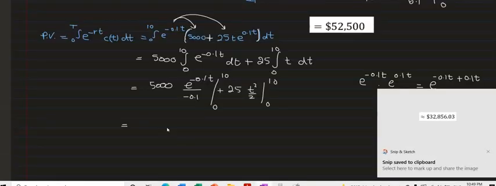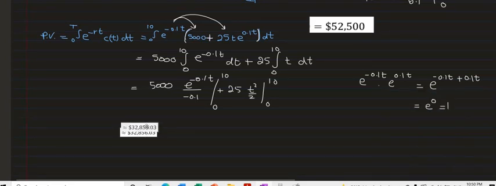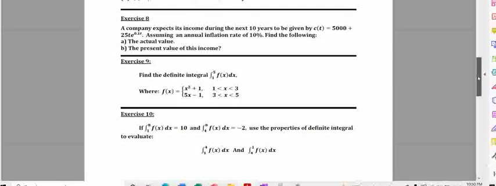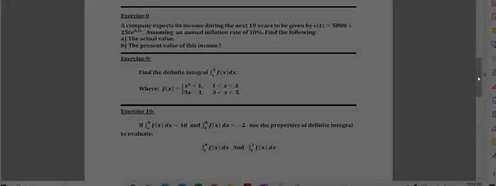So we have at the end this amount, which has got to be less than the actual amount, of course, because this is the amount after 10 years considering the inflation rate. Now we have two extra problems about the integration. Let's solve them in this worksheet.